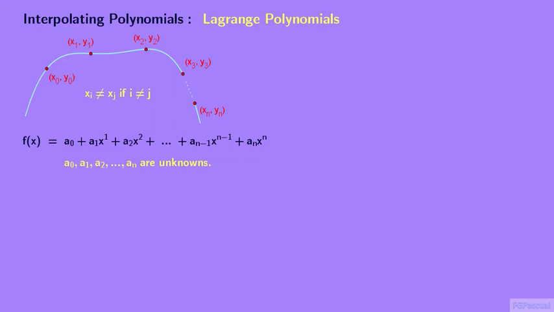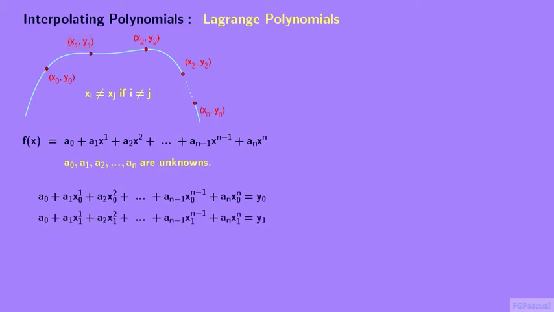We get this system of equations by simply plugging in the coordinates of each of the points into our function. Starting with x sub 0, y sub 0, f of x sub 0 equal to y sub 0 gives us this equation, followed by x sub 1, y sub 1, and so on for the rest of the other points.